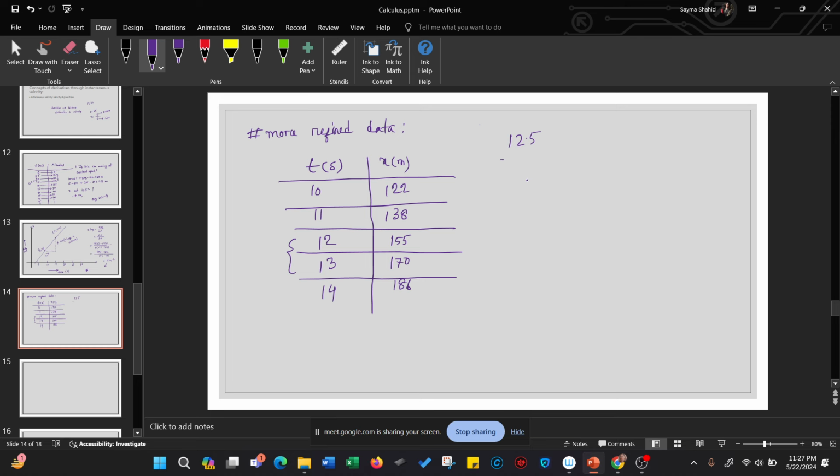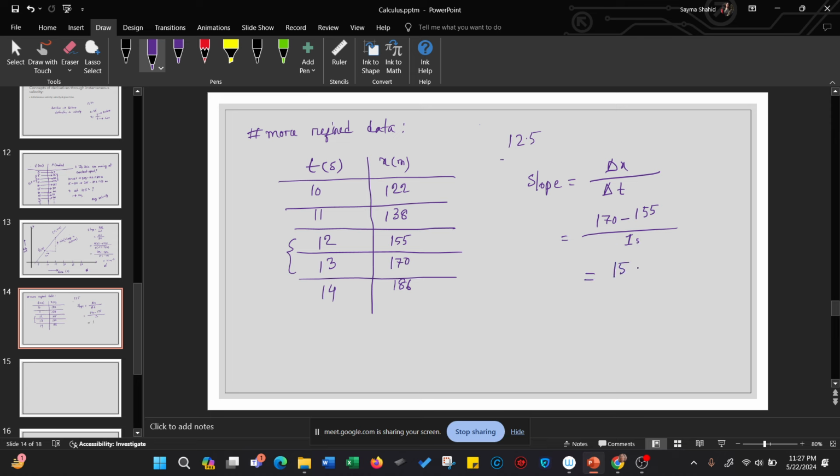So if I calculate this here, it's del x by del t, so it will be 170 minus 155 over 1 second.